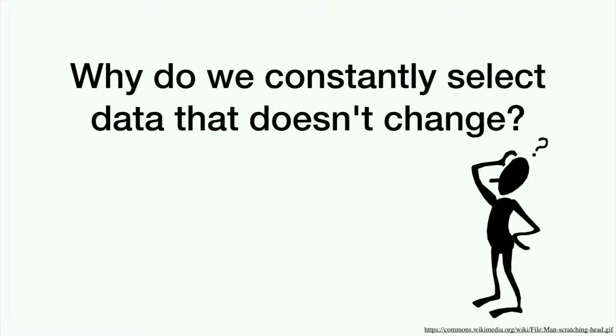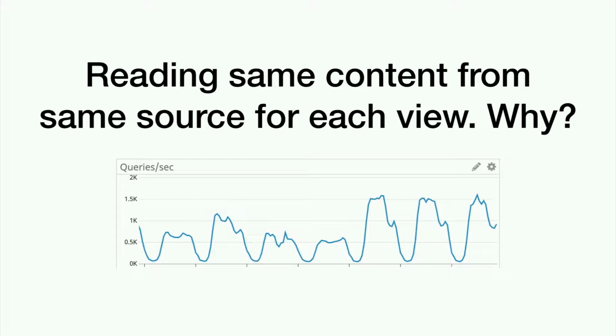So for me, for the bigger part of my career, I had this kind of an itch in the back of my brain. It's like, why do we constantly select data from the database which does not change? For example, we select the same news article constantly. We select the same product page when the data in there does not change, right? Why do we keep track of how many queries per second we do all the time when they're just fetching the same thing over and over?